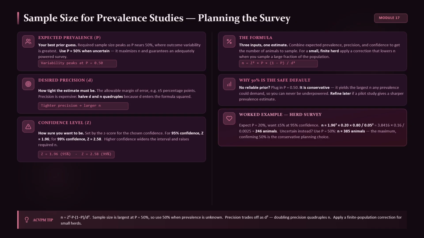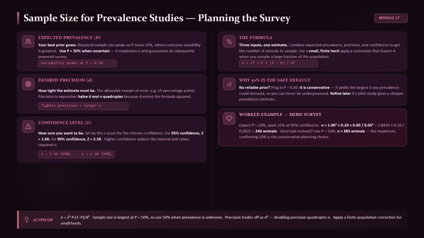The formula ties them together. N equals z squared times p times 1 minus p, all divided by d squared. That's it. Z is your confidence, P is expected prevalence, and D is precision. Now, three insights that the exam loves. 1. Sample size is maximized when expected prevalence sits at 50%.